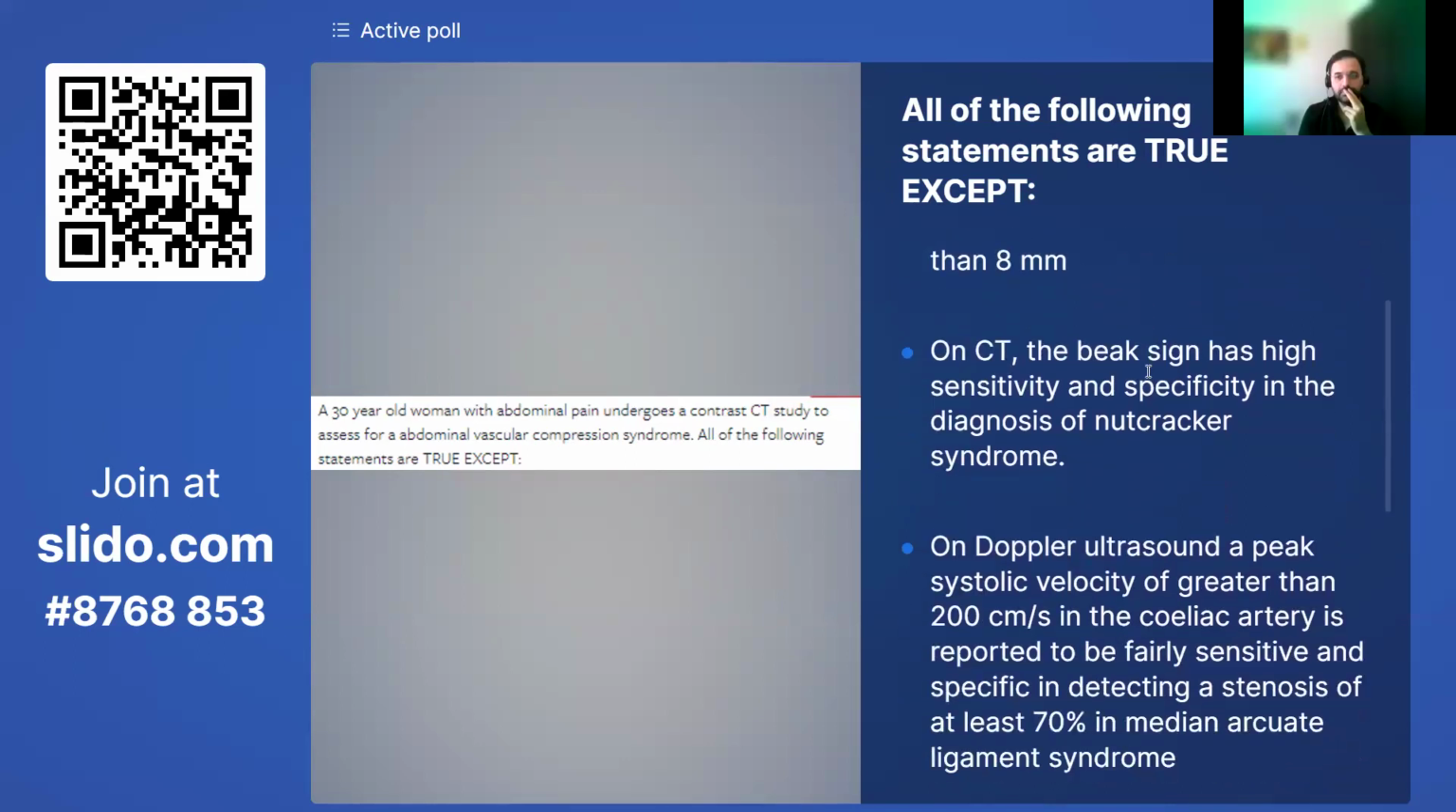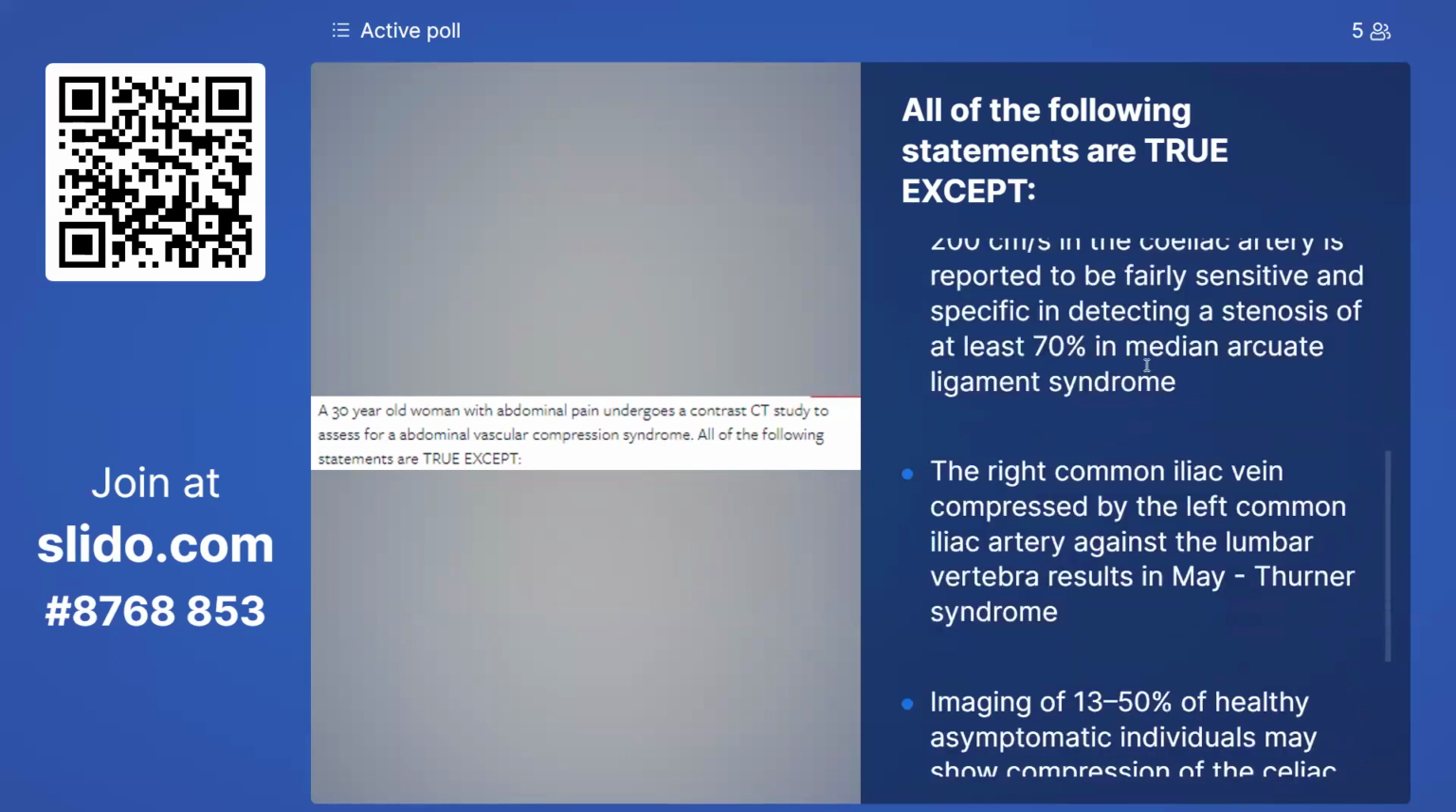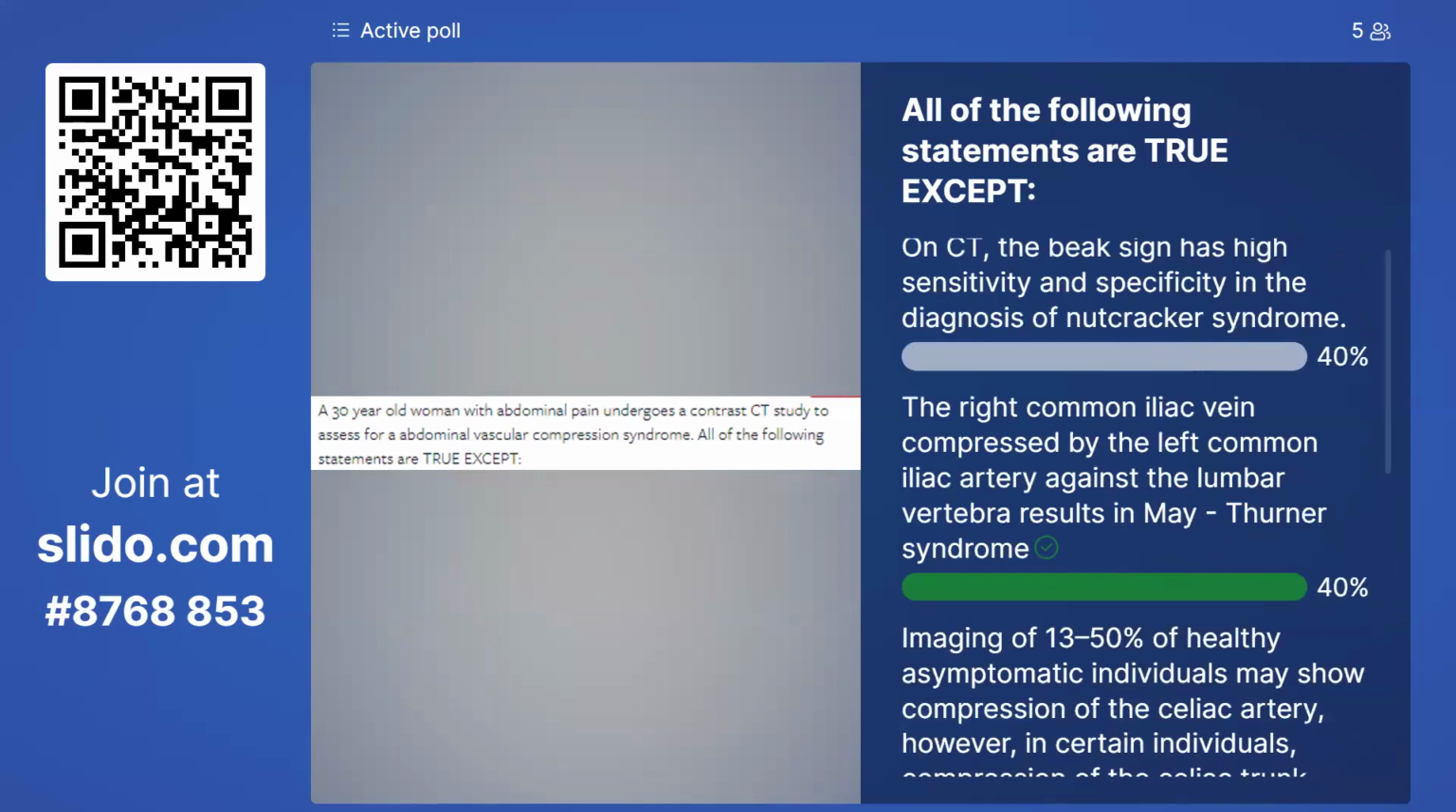I don't know much factual knowledge here, but I think the answer to this question is the incorrect statement: right common iliac vein compressed by left common iliac artery, because I think it's the other way around. So it's the left common iliac vein compressed by the right common iliac artery. That's right. That is the answer, actually. But I don't know why any of the other statements are true. Yeah, no worries. But you're right in the answer.